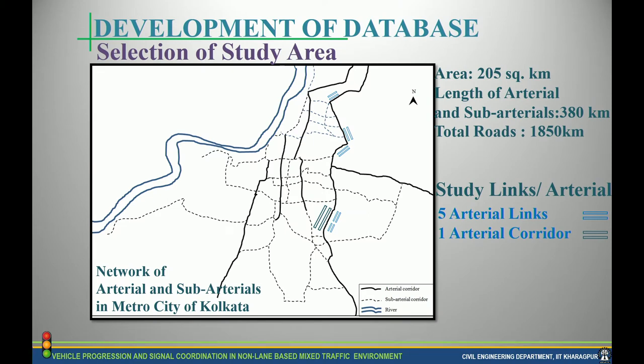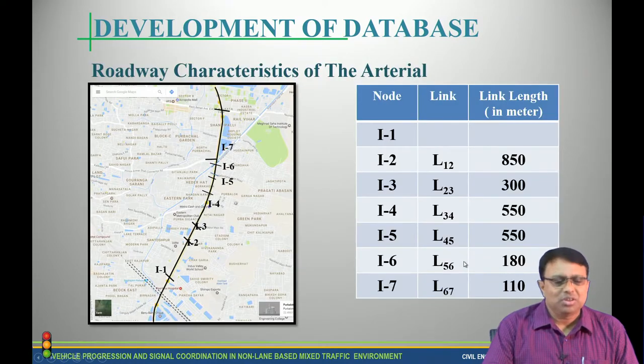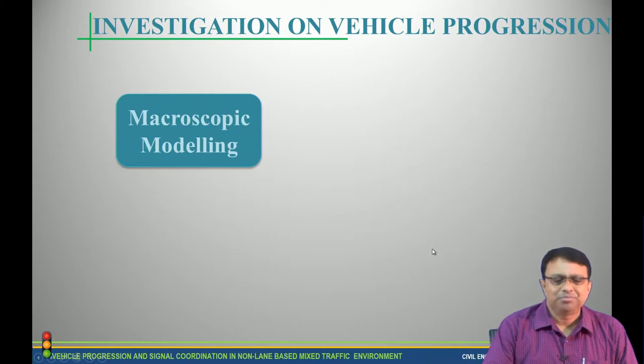We selected a corridor or study area in Kolkata city, which includes 5 arterial links and 1 arterial corridor. The major arterial corridor is Eastern Metropolitan Bypass in Kolkata city, which is a very important corridor where mobility is of very high importance. So, here it shows how many signals there are, what the spacing of the signals is, and so on.